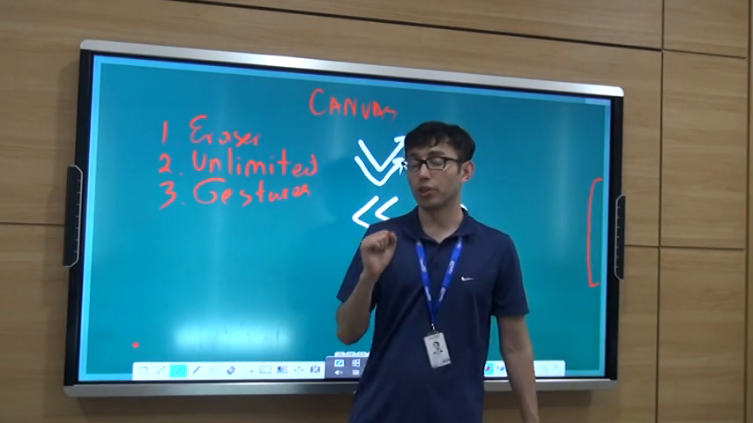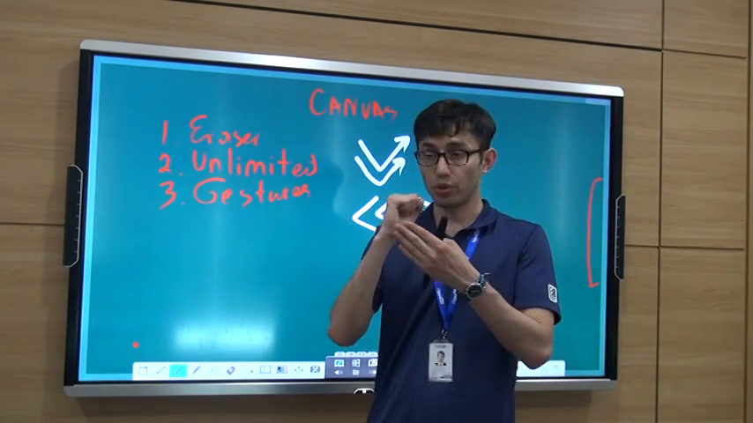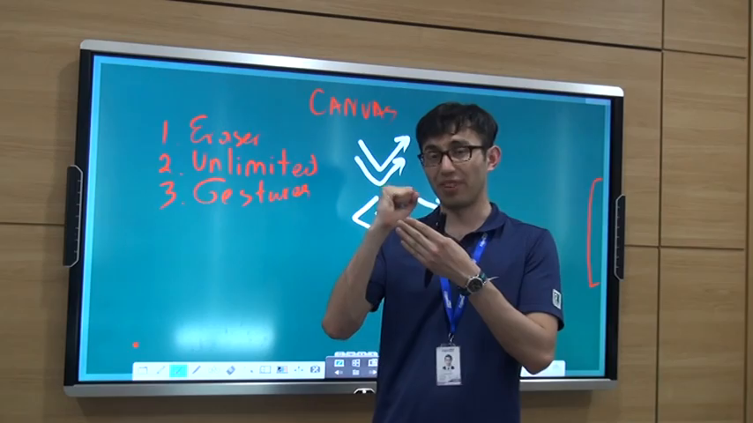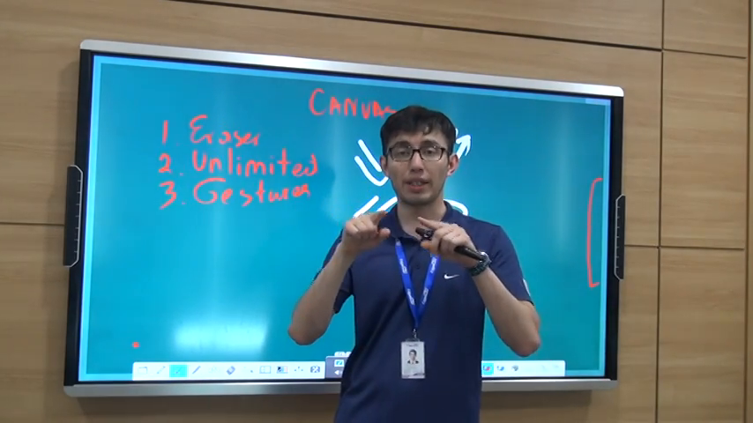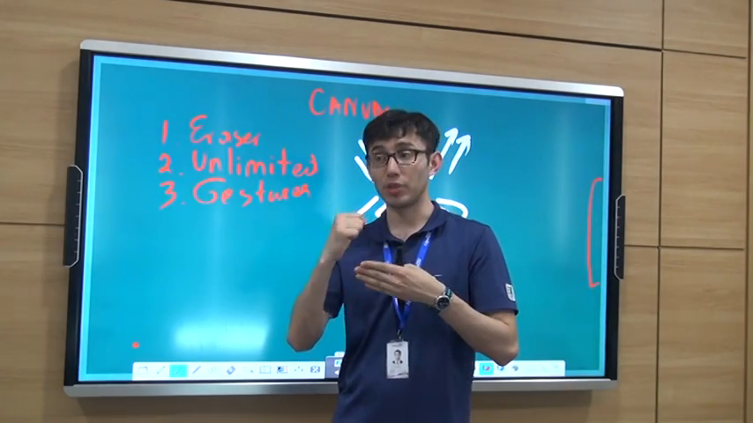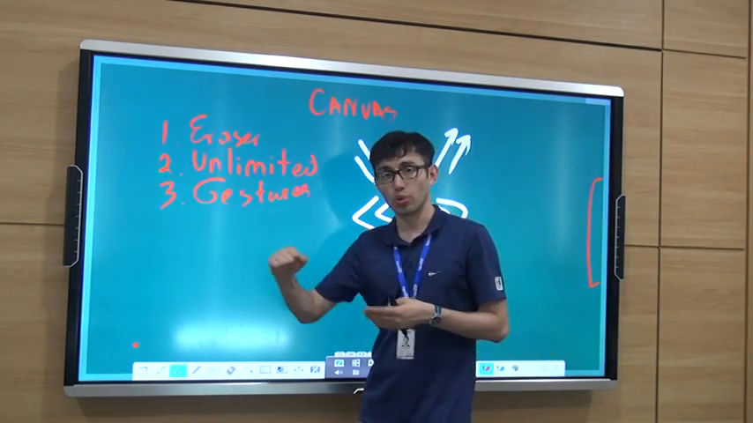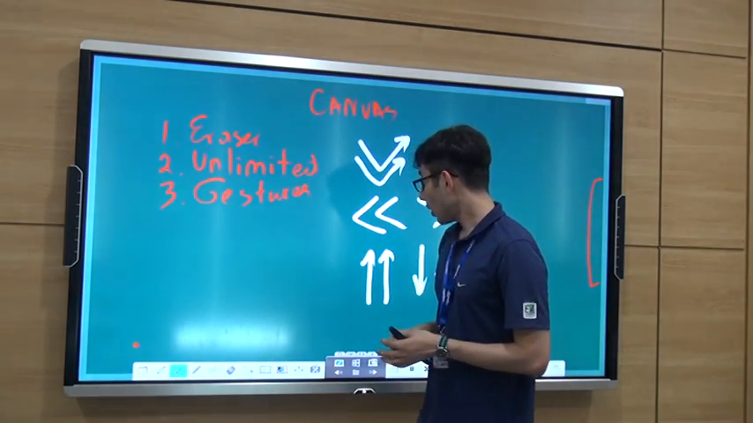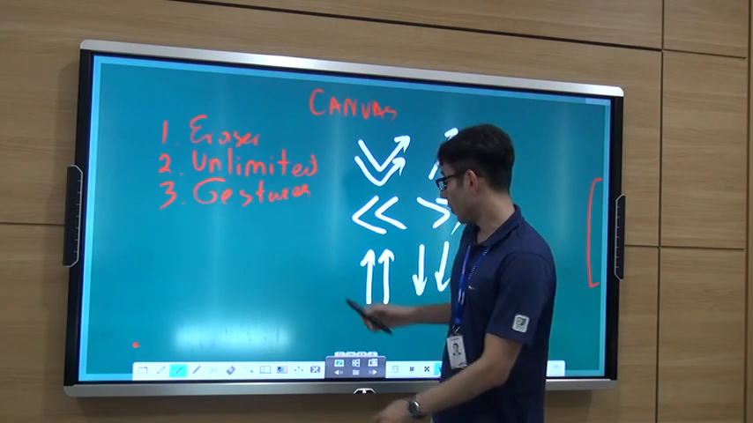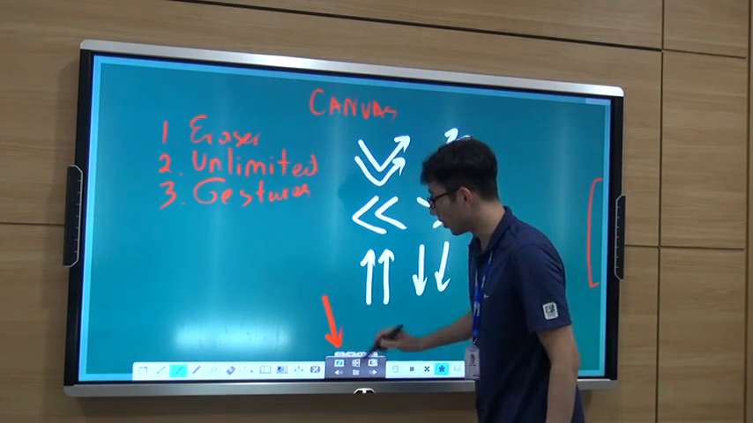So be careful when you're using the eraser. Make sure when you hold with your finger, with your fist, you see the black area selected. That means you can erase. Otherwise, you will draw like a pen. So the canvas whiteboard mode is generally covered.